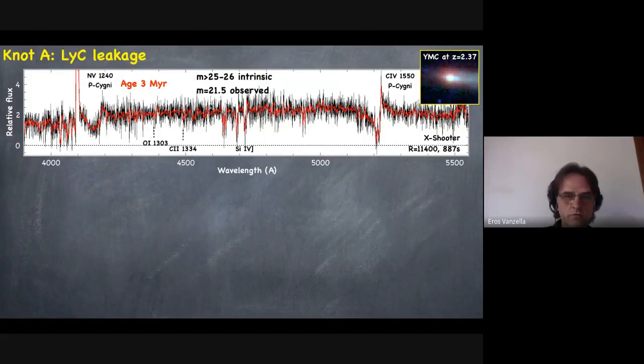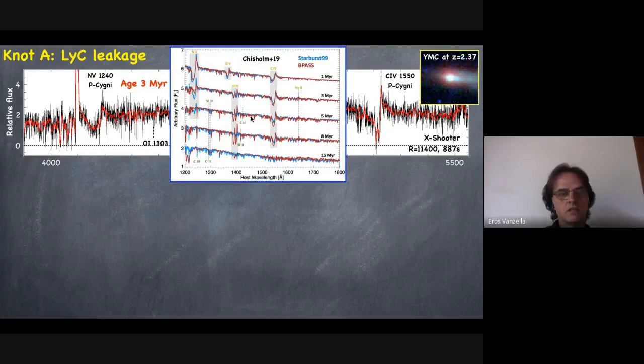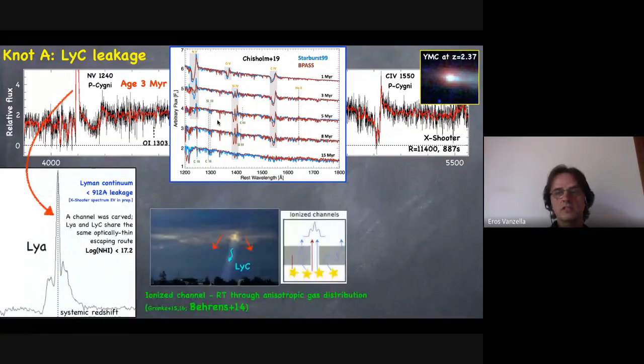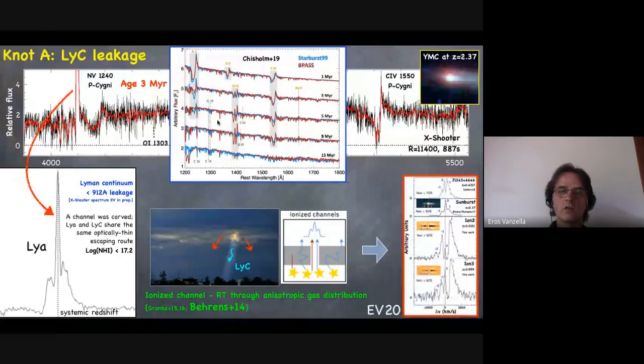There are tons of features that we have to explain. But what is nice is that since it is a Lyman continuum emitter, so ionizing photons are escaping, it means that the column density of neutral gas along the line of sight is smaller than 10 to the 17.2. Indeed, in the Lyman alpha line profile, this feature is very nicely captured because of this peak of Lyman alpha emission at the systemic redshift. So it is telling us there is an optically thin route where Lyman alpha photons and ionizing photons escape together along the line of sight.